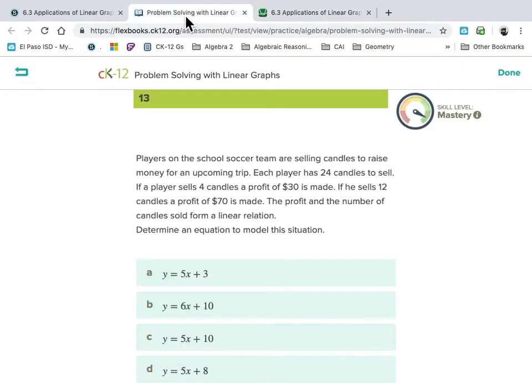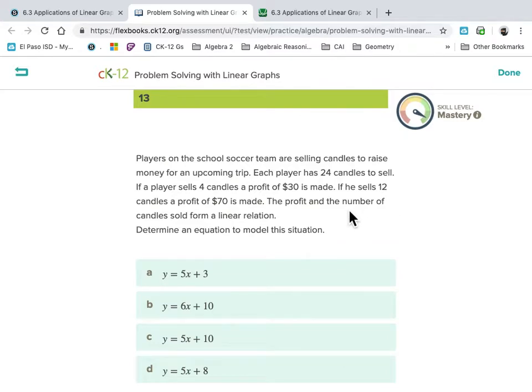Our first problem involves this. I'm just going to cut and paste this if I can, and I can't. Dang it, I'm going to have to write it out. Players on the soccer team are selling candles to raise money for an upcoming trip. Each player has 24 candles to sell. If a player sells 4 candles for profit, $30 is made. If he sells 12 candles for profit, $70 is made. The profit as a function of the number of candles sold is a linear relation. Determine the equation. So question, how much is it per candle?